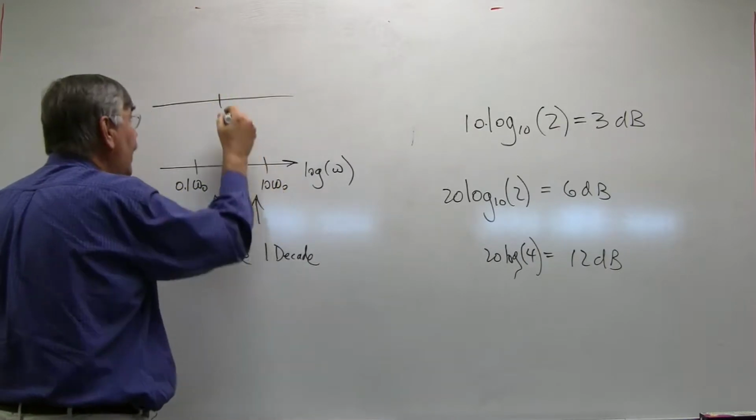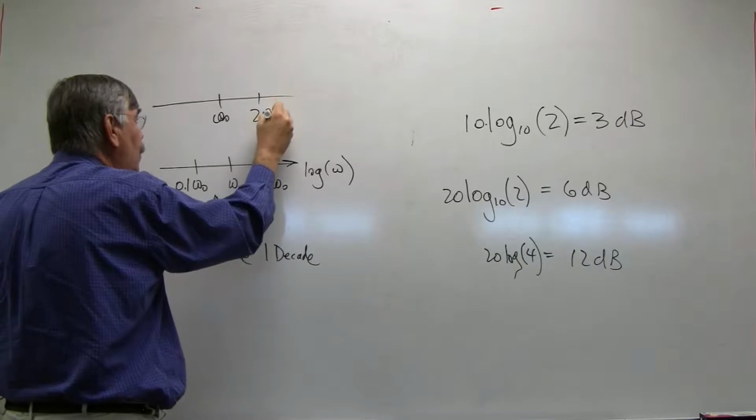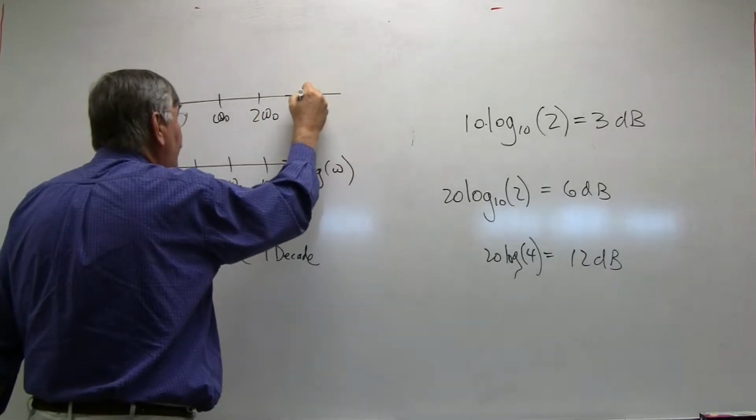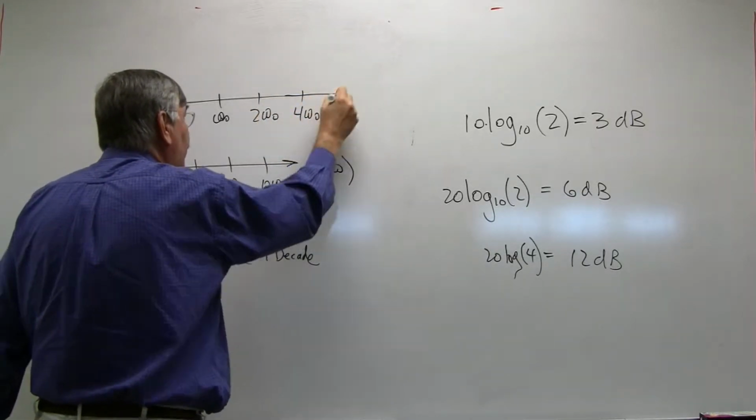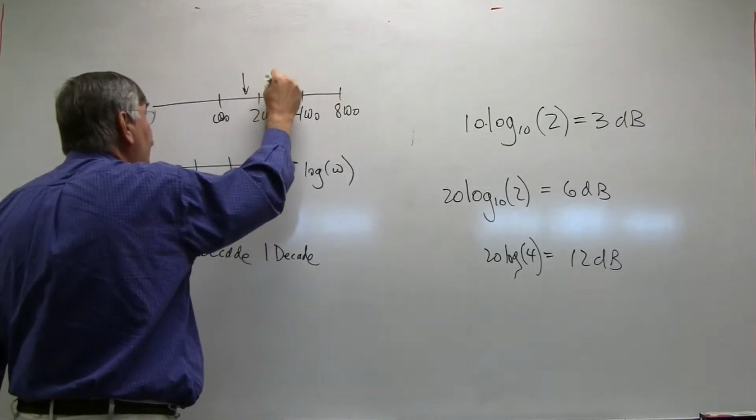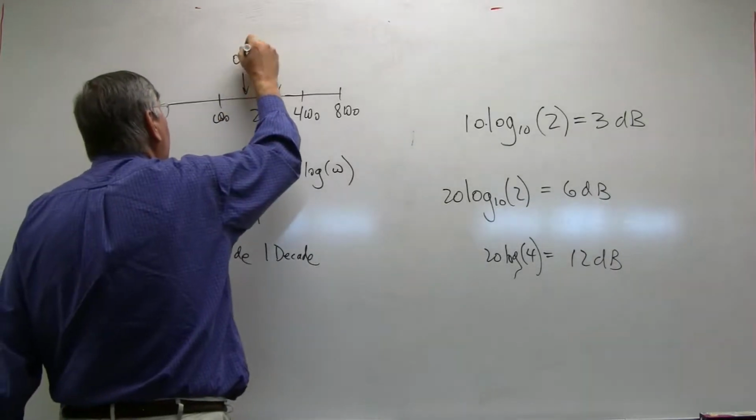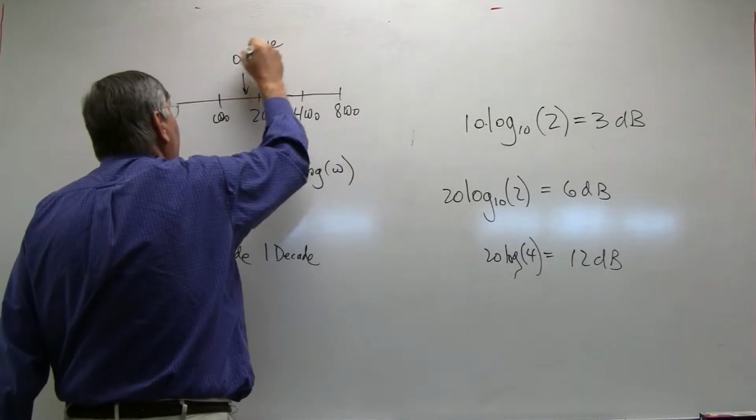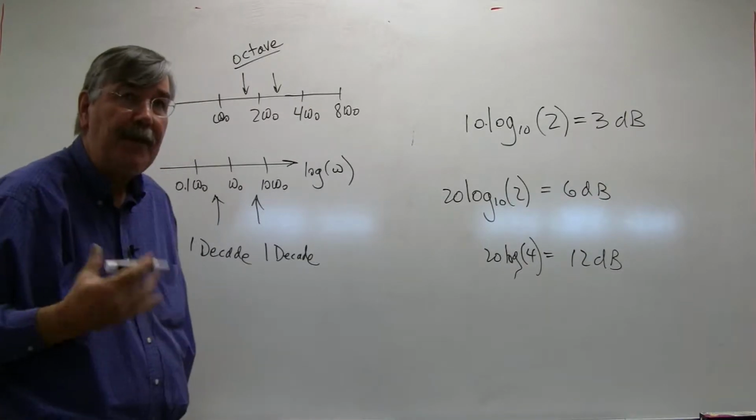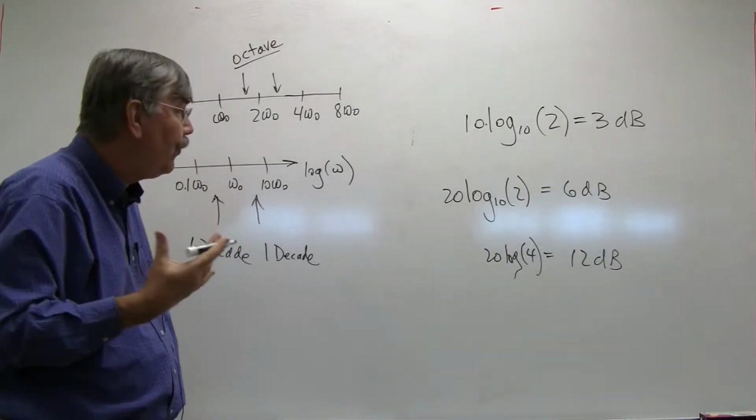If on some other scale I have omega naught is here, and this frequency is 2 omega naught, then the same distance would get me to 4 omega naught, and the same distance would get me to 8 omega naught. Each one of these factors of 2 in frequency is called an octave. An octave. If you know anything or ever took Latin or something, you know octave has something to do with 8. So what in the world is that doing in here? That's very confusing, I realize.